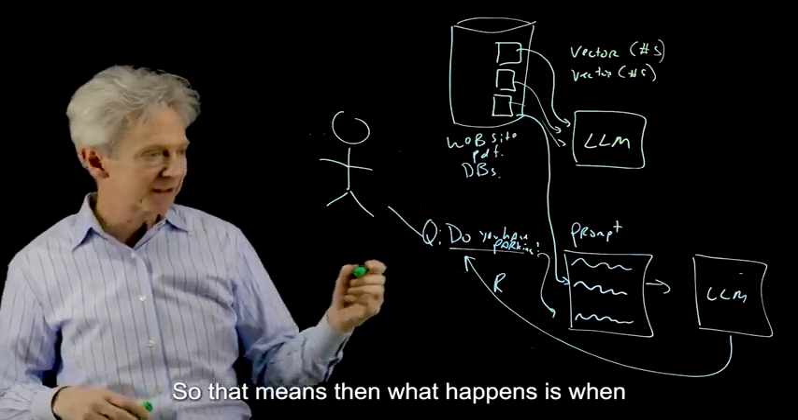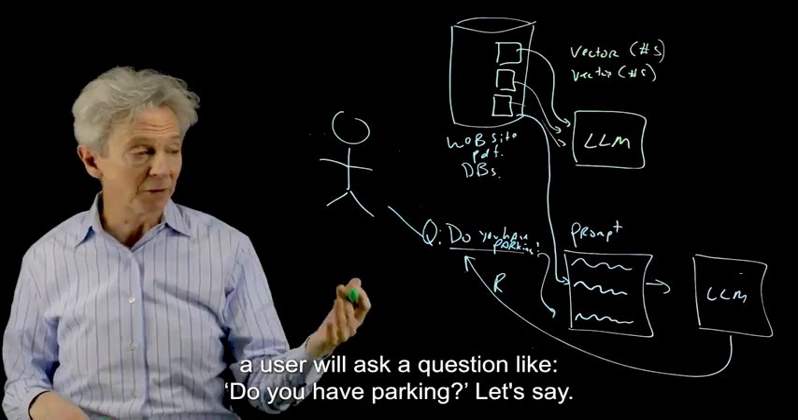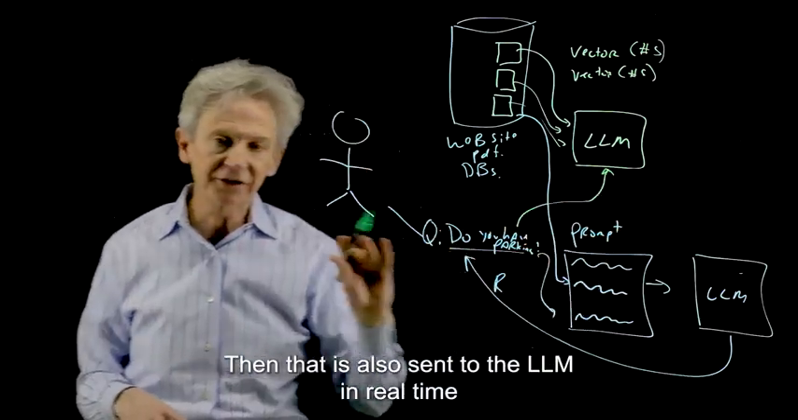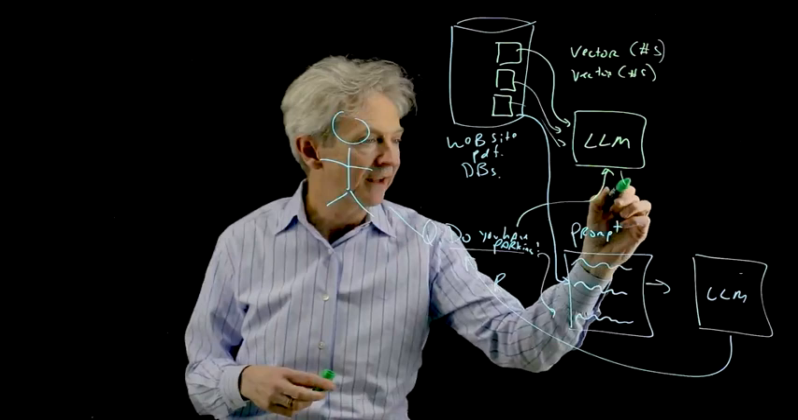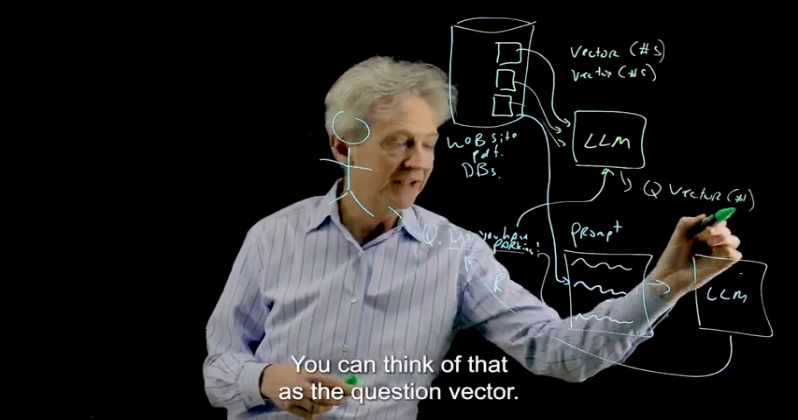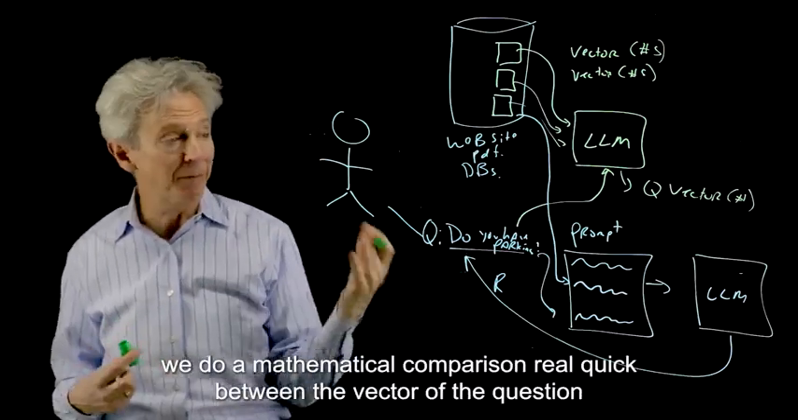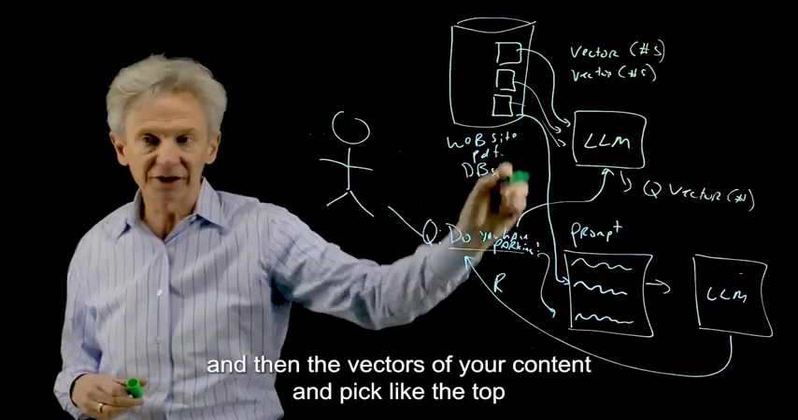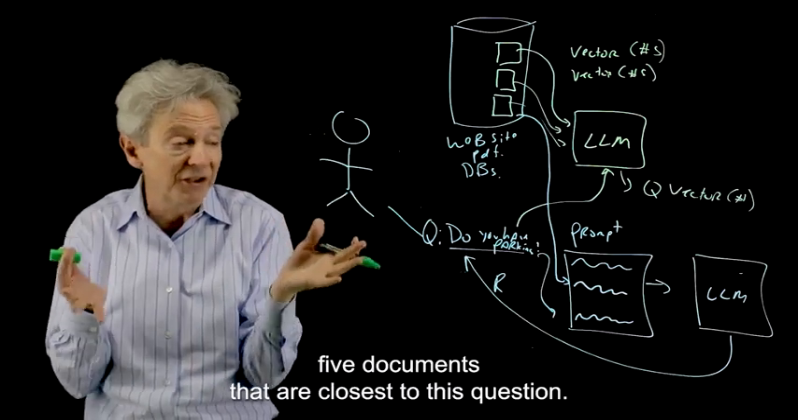So that means that when a user asks a question like, do you have parking, let's say, then that is also sent to the LLM in real time right after the user asked the question. That comes up with a vector as well. You could think of that as the question vector. And then what happens is we do a mathematical comparison real quick between the vector of the question and the vectors of your content, and pick like the top 5 documents that are closest to this question.